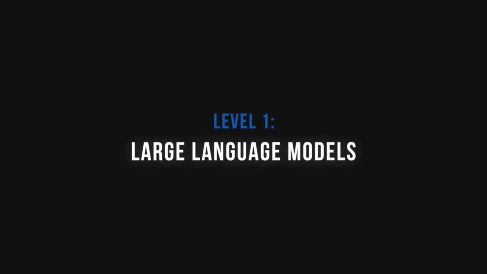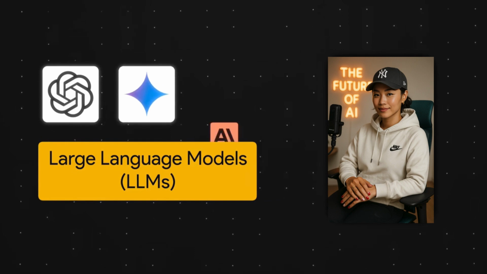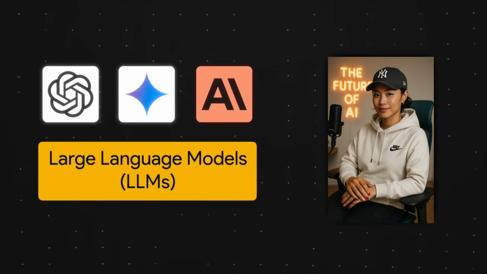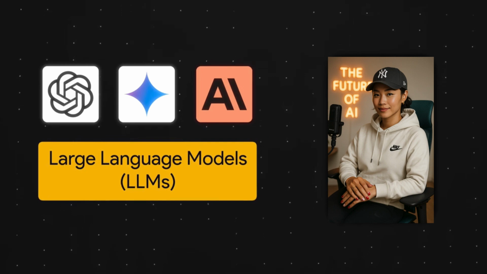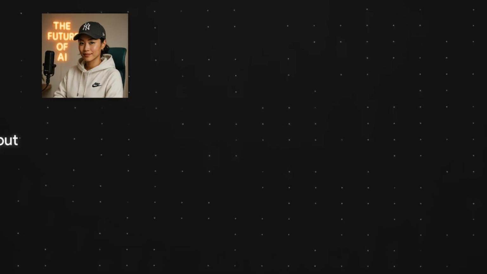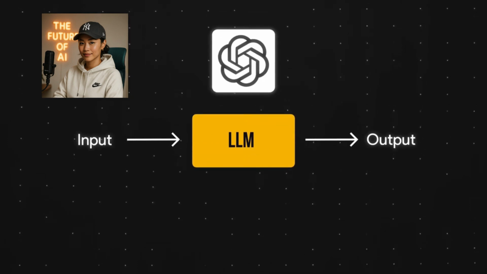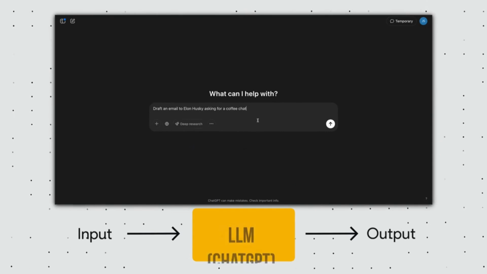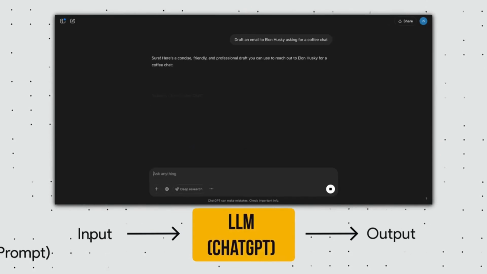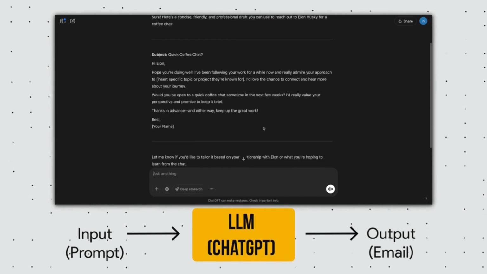Kicking things off at level 1, large language models. Popular AI chatbots like ChatGPT, Google Gemini, and Claude are applications built on top of large language models, LLMs, and they're fantastic at generating and editing text. Here's a simple visualization. You, the human, provide an input, and the LLM produces an output based on its training data. For example, if I were to ask ChatGPT to draft an email requesting a coffee chat, my prompt is the input, and the resulting email that's way more polite than I would ever be in real life is the output. So far, so good, right?